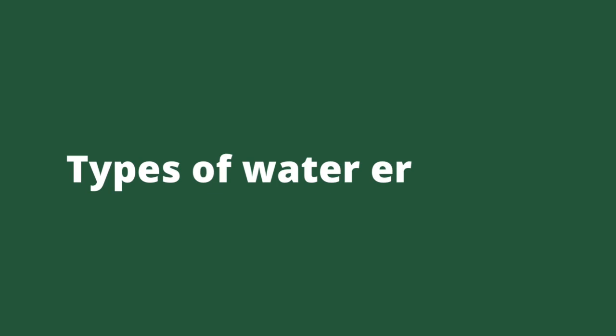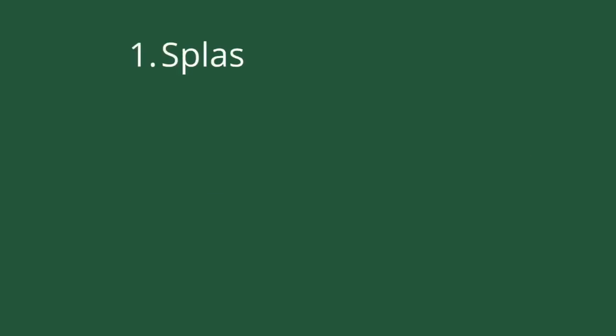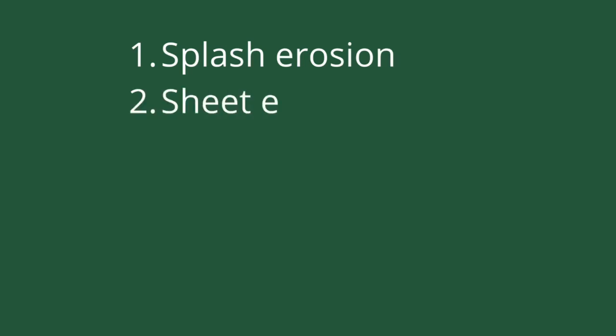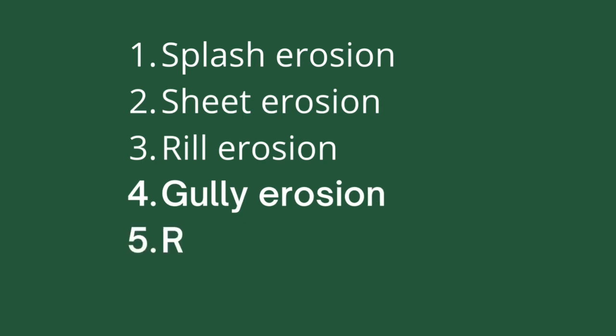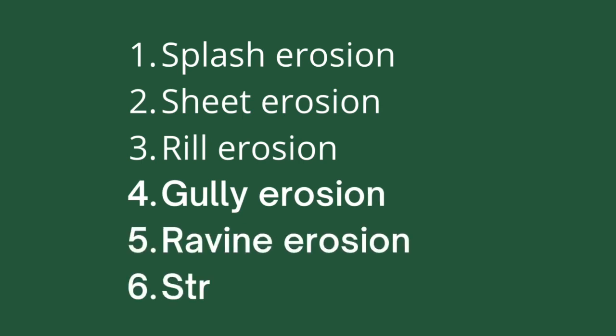Water erosion is of several types. First one is splash erosion. It is the first stage of water erosion. It is due to the raindrop impact, scattering of detached soil particles. So breakdown of soil structure is more prominent in splash erosion.